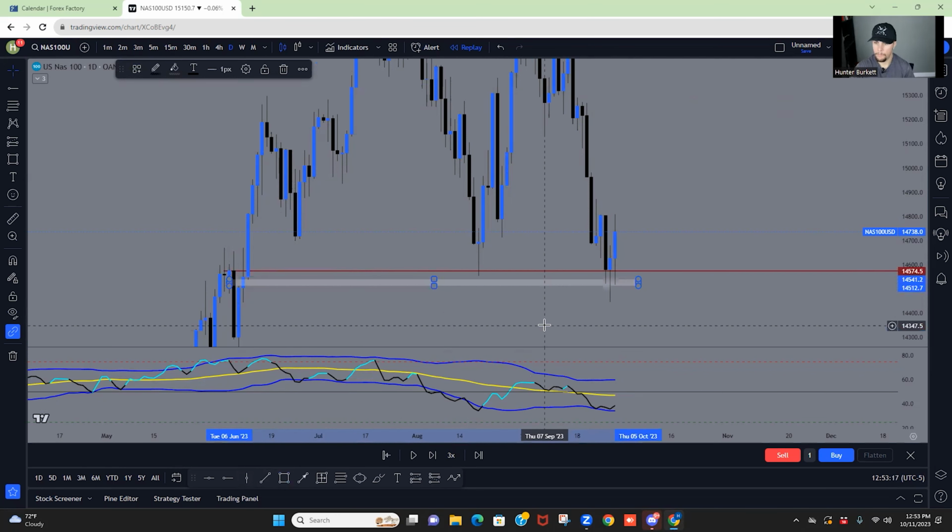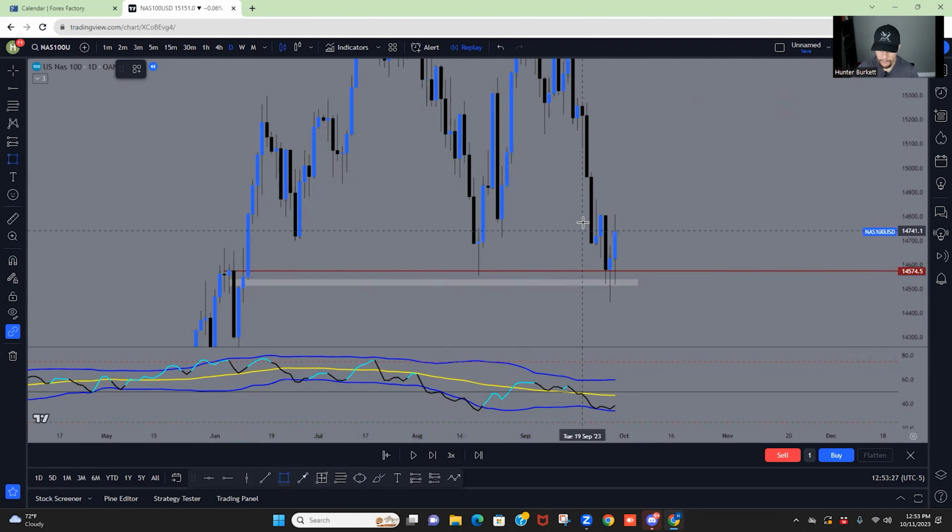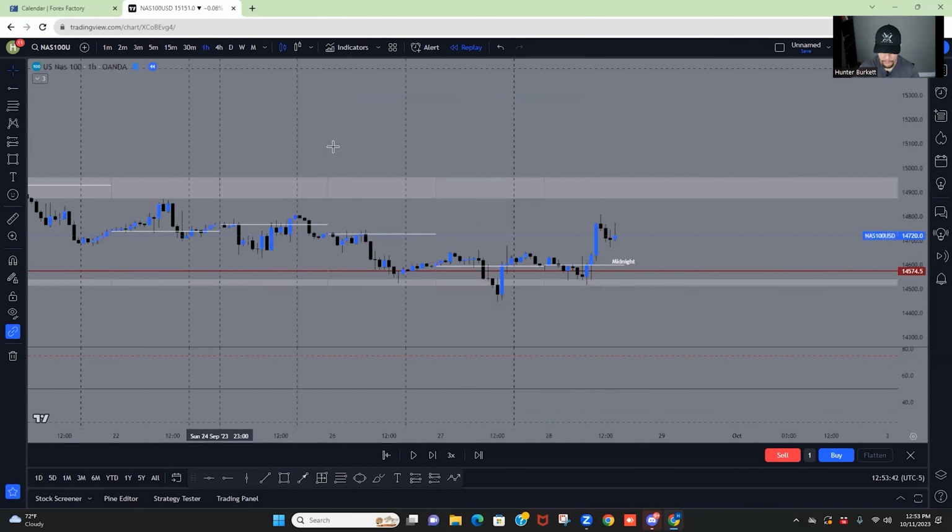Now, if we have that, and we sweep a low on the higher time frame, what are we looking for it to go back to? Internal liquidity. Fair value gap right here. Very simple. Take external, work back to internal. Now let's work down to the lower time frame.